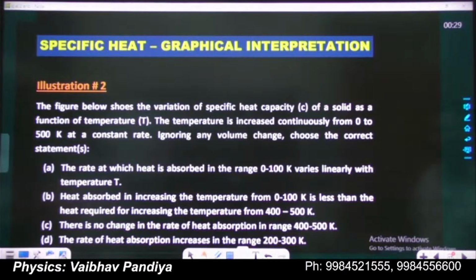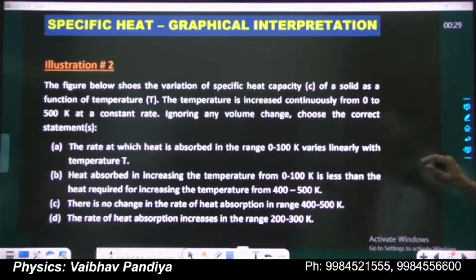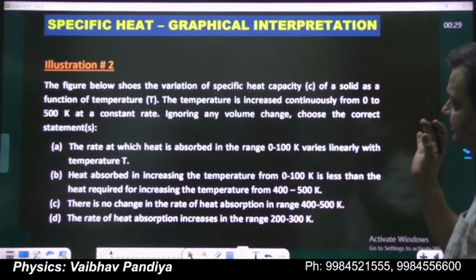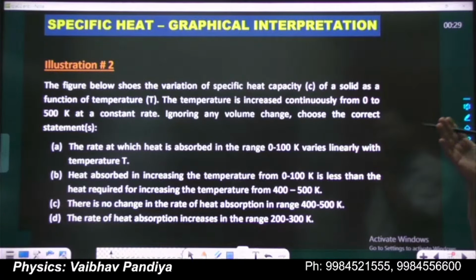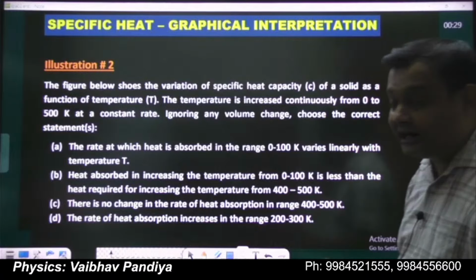Now see the next problem. That's a very beautiful problem. In the given figure, we have the variation of the specific heat capacity of a solid as a function of temperature. The temperature is increased continuously from 0 to 500 Kelvin at a constant rate.